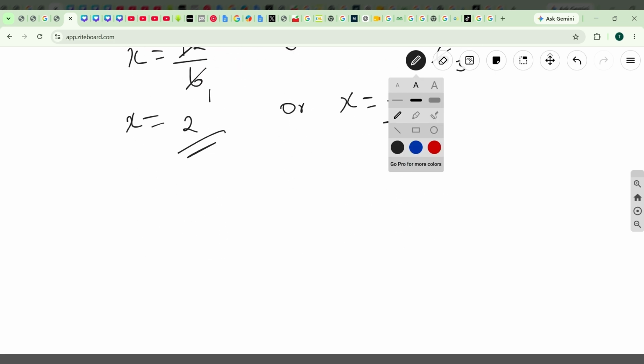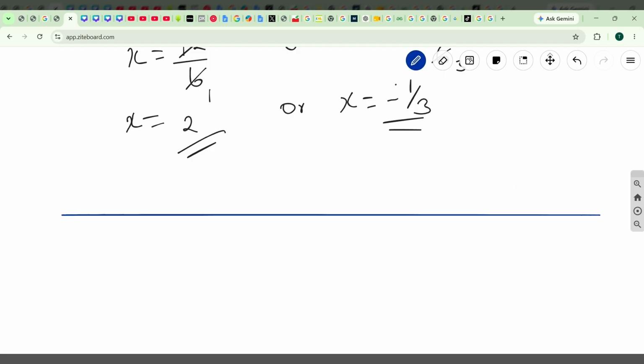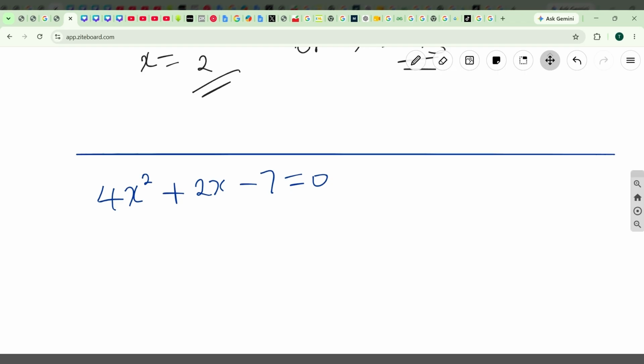So let's also look at a third question on the board. If we have, let's see, something that might look a little bit tough: 4x squared plus 2x minus 7 is equal to 0. So still using the quadratic formula, we know that our a is equal to 4.